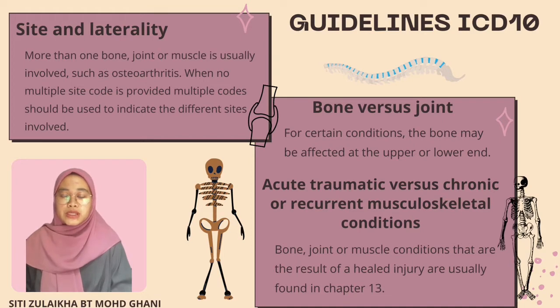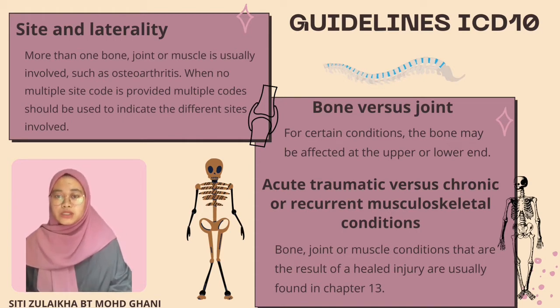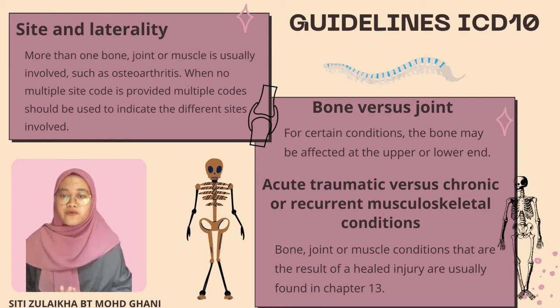Most of the codes within chapter 13 have site and laterality designations. The site represents the bones, joints, or muscles involved. For some conditions where more than one bone, joint, or muscle is usually involved, such as osteoarthritis, there is a multiple site code available. For categories where no multiple site code is provided and more than one bone, joint, or muscle is involved, multiple codes should be used to indicate the different sites involved.